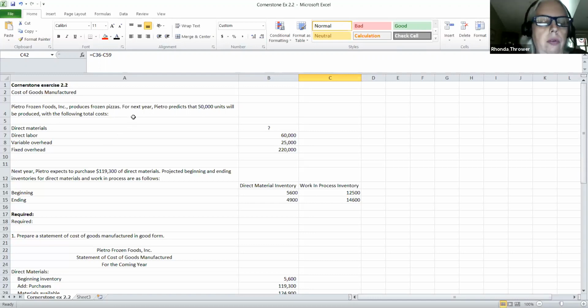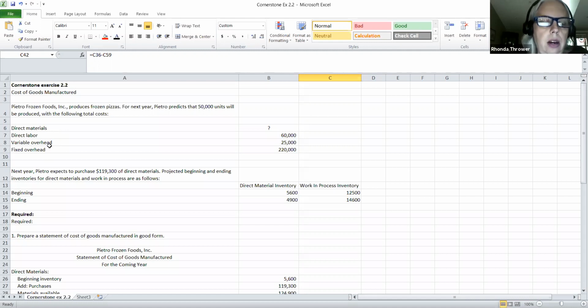Now, we are going to be producing frozen pizzas. And this year, Petro predicts that 50,000 units are going to be produced. And those 50,000 units had the following cost associated with them. You'll remember that your manufacturing cost or your product cost will consist of direct materials, direct labor, and factory overhead. In this problem, they split the factory overhead down into its variable components and its fixed components.